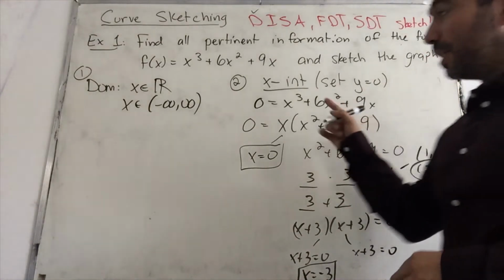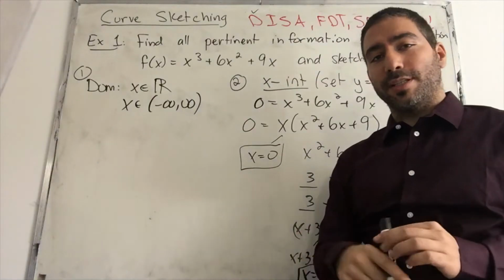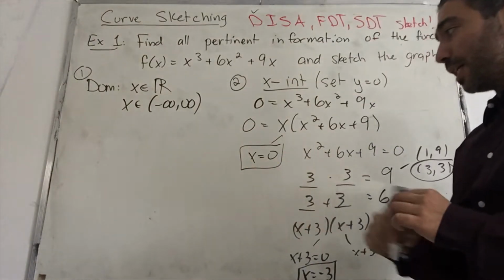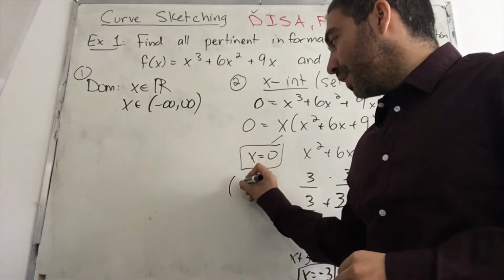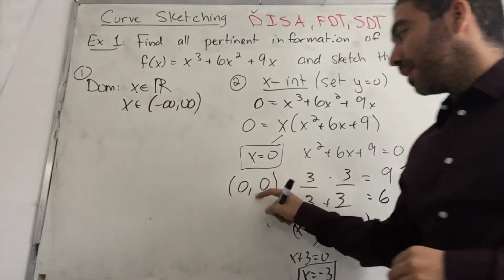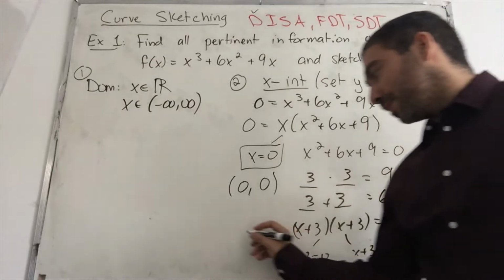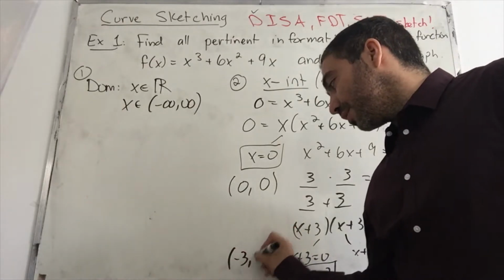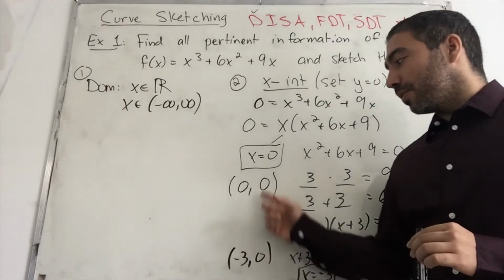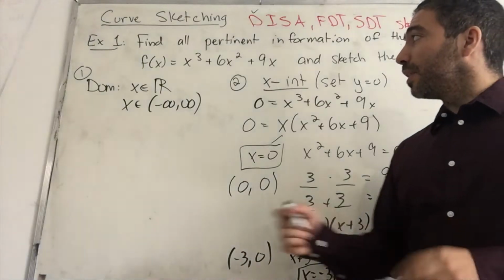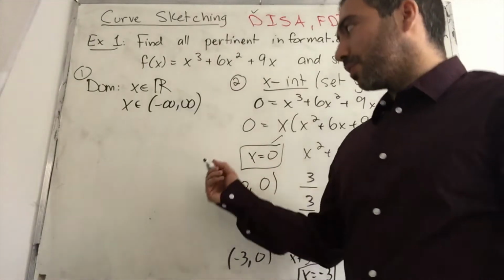This is really valuable information. It's telling us that the function is going to pass through these two points: the point where x is 0 and y is 0, and specifically the point negative 3, 0. That's huge information. Okay, so we'll keep this on the side. The next one we have to find is the y-intercept. Let's go find the y-intercept.